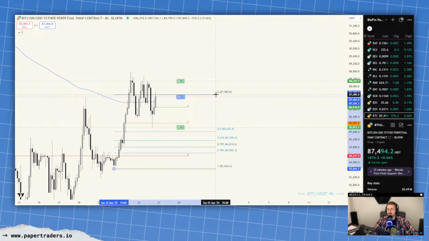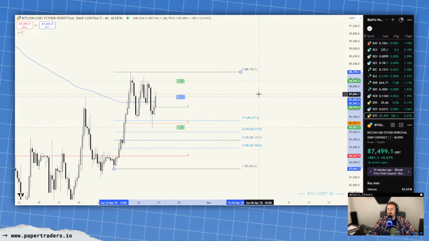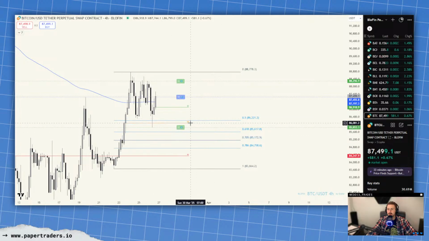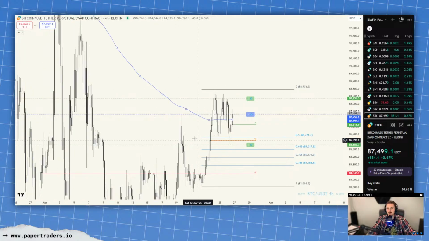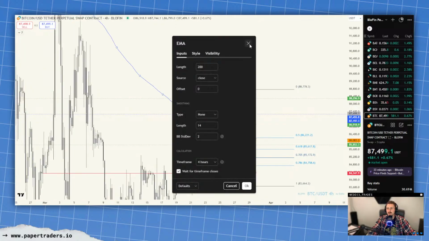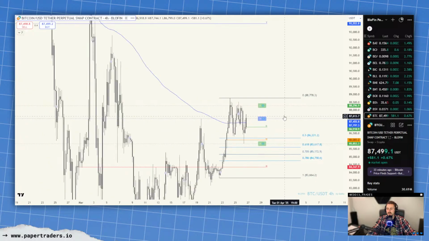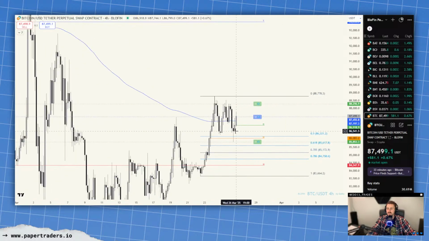Doge and XLM. You're talking about this, right? And hit the bottom of the weekly. Yeah, nice little consolidation. Consolidating around that 200 4-hour. I like that.